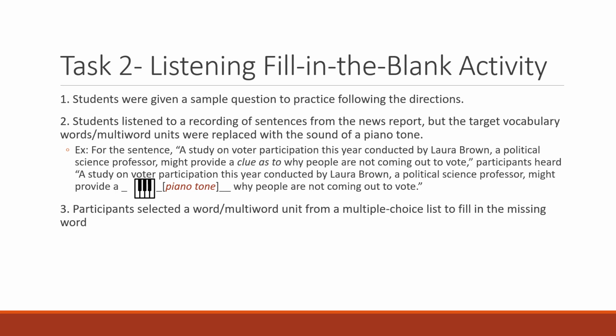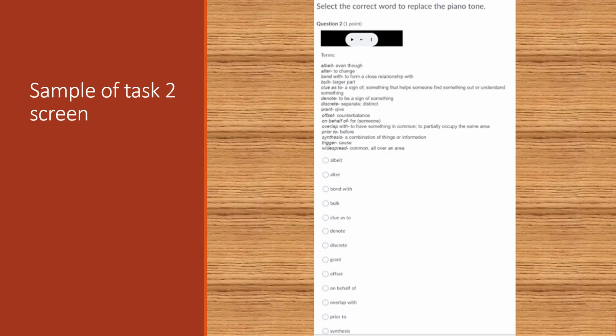So then the students would look at a list of options for which word to replace with the piano tone. And the options they were given were all the target vocabulary items and a few distractor words. I'll show you a screenshot of what one of the questions would look like. So they would just have the audio at the top, it wasn't written, and they have the list of terms, and then they have the list of possible choices to replace the piano note.